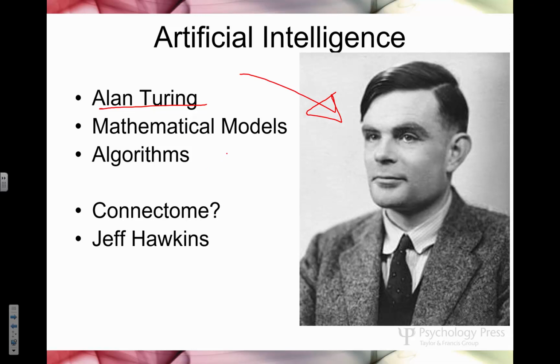Up until then, it was a little frightening. So Alan Turing had a lot of mathematical models and algorithms. He was a real genius when it came to those sorts of things, kind of the father of artificial intelligence. There's also this guy, Jeff Hawkins, who's like, hey, guys, I figured out how to create an artificial intelligence brain.